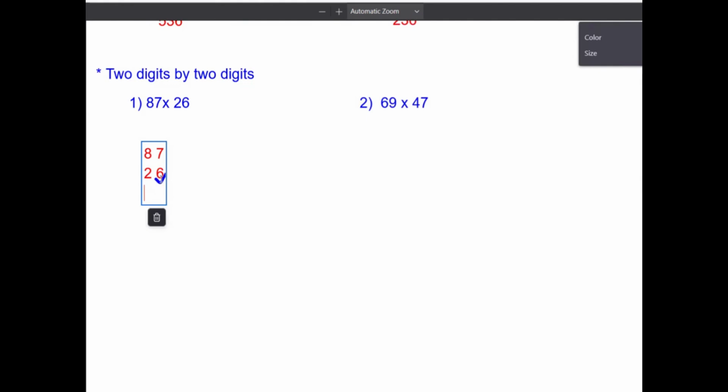Like when we multiply with 6, you start with the 6. 6 multiply 7 equals 42. 2 and I carry over the 4. And then 6 multiply 8 is equal to 48. 48 plus the 4 is equal to 52. All right, the 52.